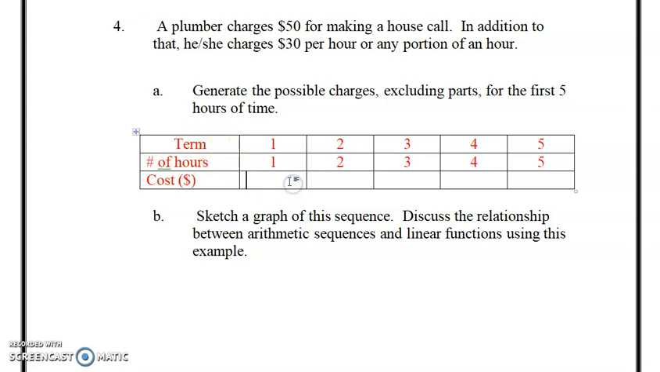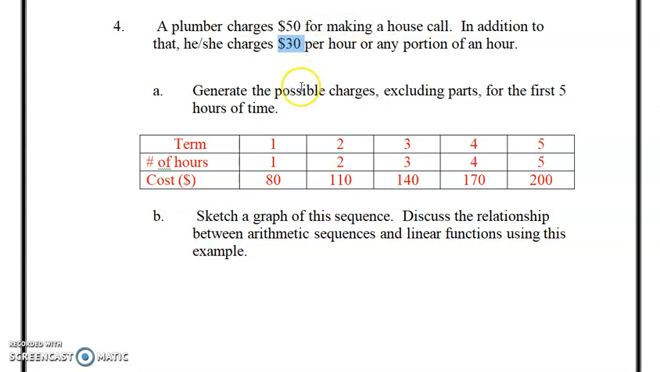Units. Now, after 1 hour, if it's $50 for just showing up, $50 plus $30 per hour, that's going to be 80, and then it's going to increase by 30 each time. So there's my value. I'm literally just getting that from the information from the problem, because it said there's $50 for making a house call. So that's 0 hours. Just showing up is $50, and then $30 per hour.